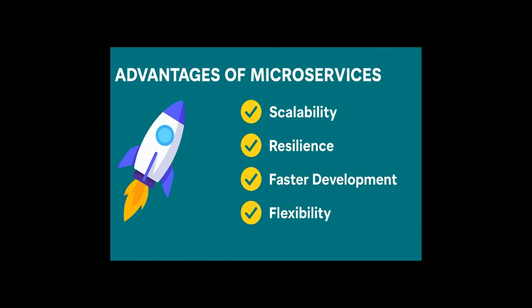Let's go through the key advantages of microservice architecture. First is scalability. Each service can scale independently, so you don't waste resources scaling the entire system. Resilience. If one microservice fails, the rest of the system keeps running. This improves reliability massively. Faster development. Teams can build, test, and deploy services independently, which speeds up delivery and reduces bottlenecks. Finally, flexibility. Each microservice can use its own tech stack, language, or database, allowing teams to choose the best tool for the job. Together, these benefits make microservices ideal for large, fast-changing applications.